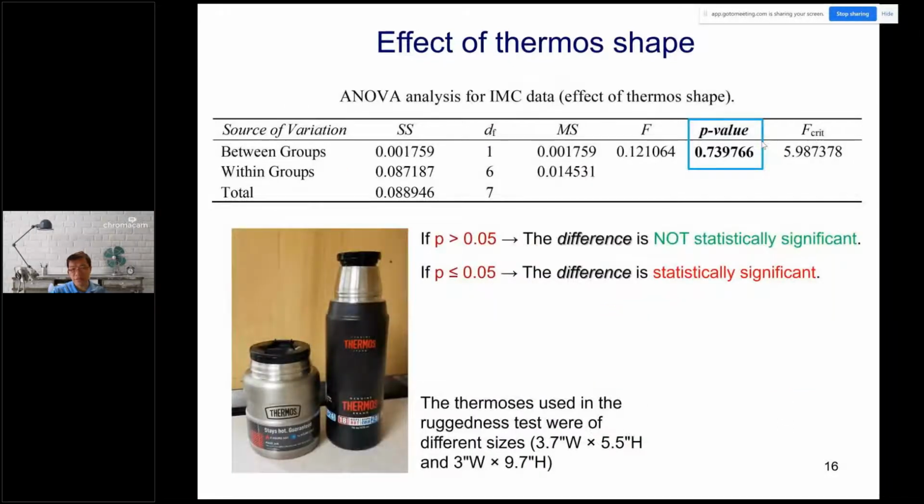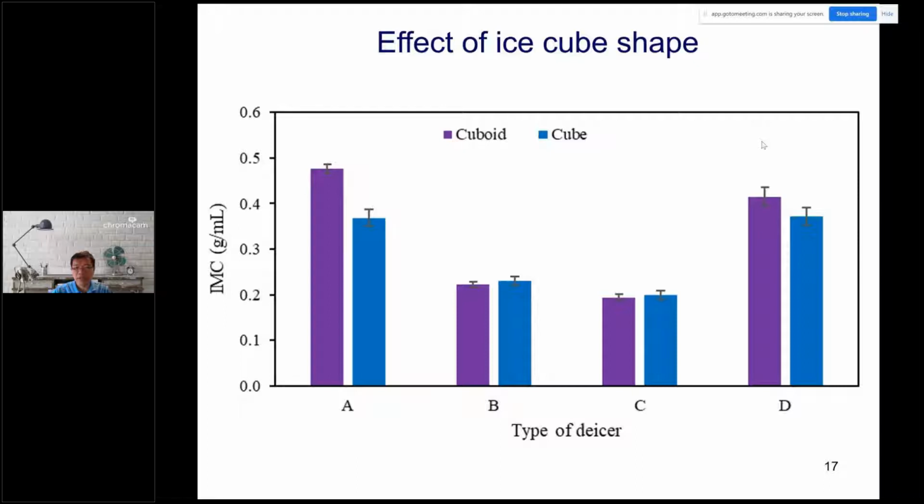If we conduct the so-called ANOVA, or analysis of variance, for the ice melting capacity data, you can see the p-value here is close to 0.74, which is much greater than 0.05. If the p-value is greater than 0.05, the difference between groups is not statistically significant. In other words, switching from the short thermals to the tall one did not induce a significant difference in the test results. Now, what about the ice cube shapes?